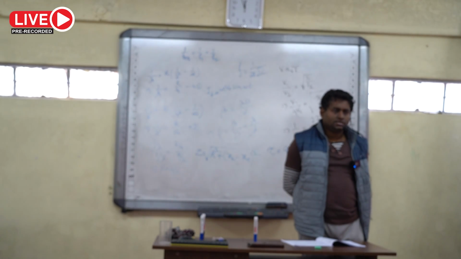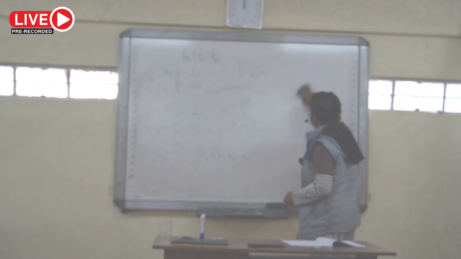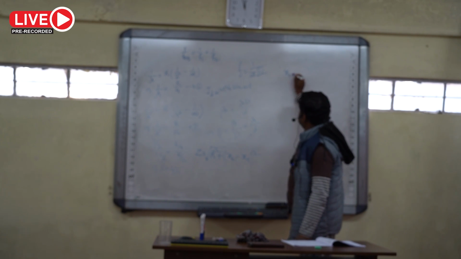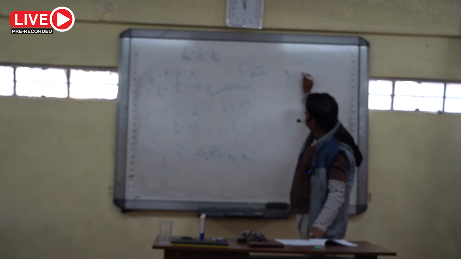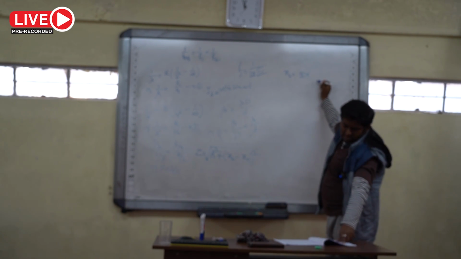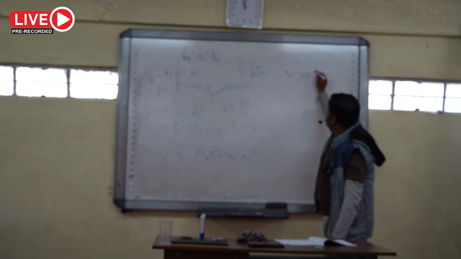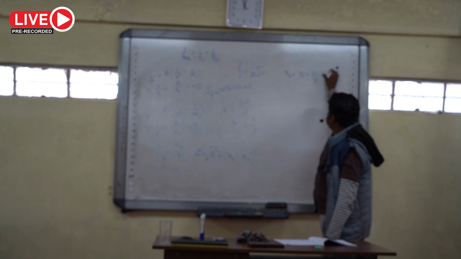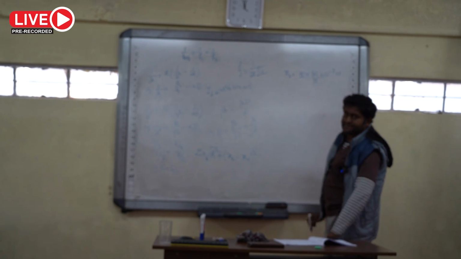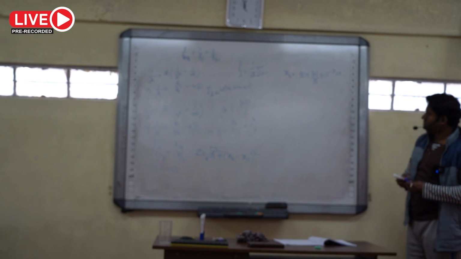Frequency is given 50 Hertz. XL will be omega L. So omega is given 50 and L is given 50 by pi millihenry. Millihenry means 10 to the power minus 3 Henry.